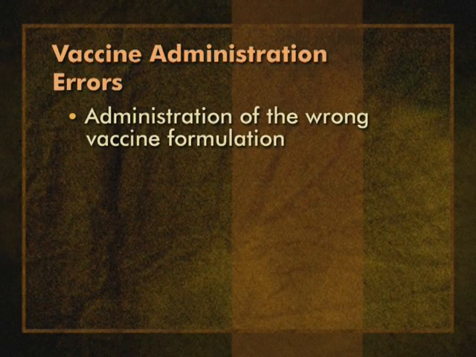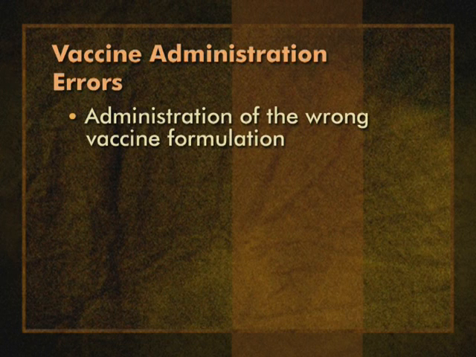vaccine administration errors. We have become increasingly concerned about the growing number of questions we are receiving asking what to do when the vaccine was given wrong, or the wrong vaccine dosage has been administered, or the wrong route was used. The first type of vaccine administration error is the administration of the wrong formulation.